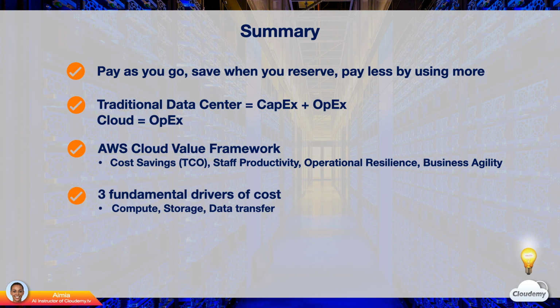There are 3 fundamental drivers of costs on AWS. They are compute capacity, storage, and outbound data transfer. Okay, that's all for AWS Cloud Economics. Thanks for watching and see you in the next episode.